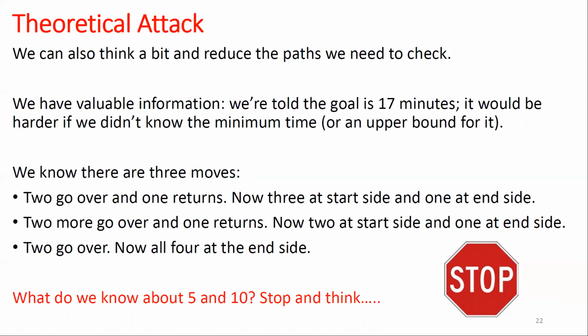So what do we know about 5 and 10? I will let you stop and think for a few seconds, but what do you know about how they must move? Yes, what do we know about 5 and 10? Well, you have to have them go together because they're the 2 slowest. And so by putting 5 and 10 together, it will only take up 10 minutes instead of 15 if you do them separately.